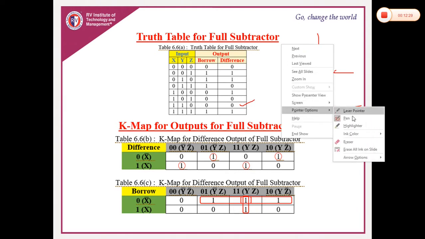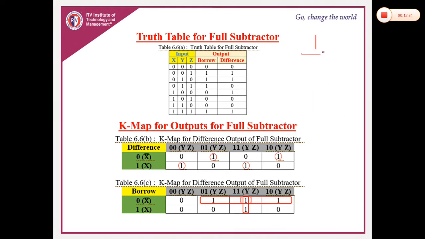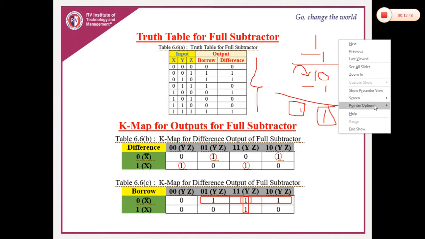Final combination, we will see 1 minus 1 minus 1, right? So 1 minus 1 is 0. Then again minus 1, so this is not possible. We have to take borrow. Whenever we take borrow, it will become 1 0. 1 0 means 2. 2 minus 1 is 1. And since we have taken borrow, borrow is also 1. So this is all about the full subtractor truth table.